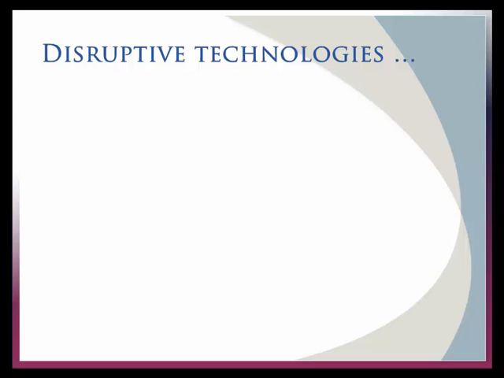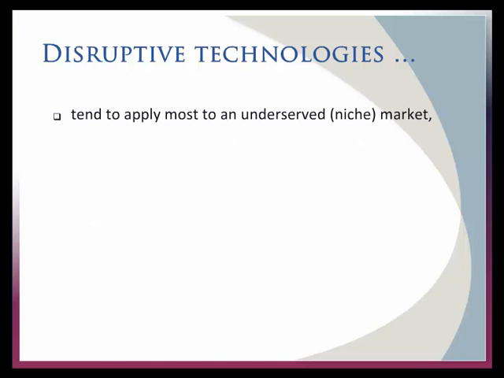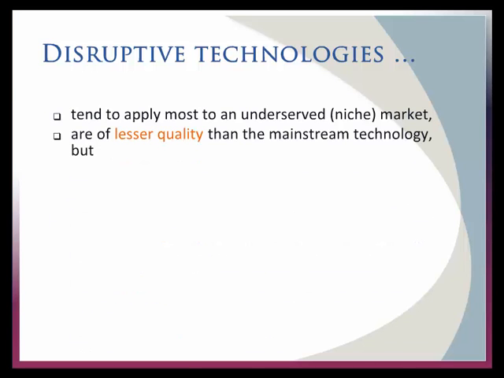Okay, so now we're finally going to get to a real definition of disruptive technologies. This is the part you really want to remember, if nothing else. So first of all, they tend to apply most to underserved or niche markets. If you remember from the picture, and we're going to show it to you again in a moment, this is where disruptive technologies get their start. They have to have a niche market. It's small, which is why nobody's paying attention to them, but it's important to have that market because the revenue from that little market is what drives the innovation.